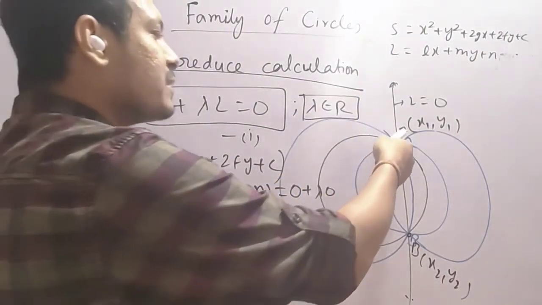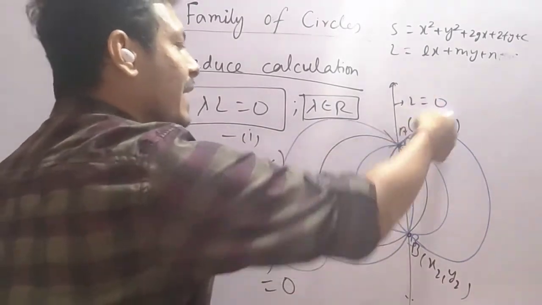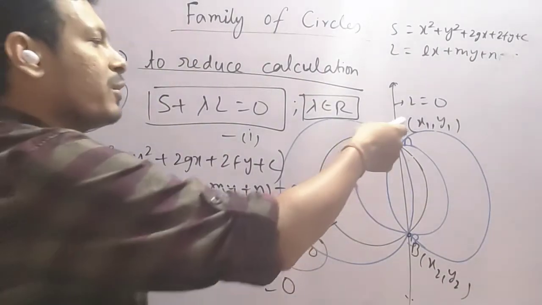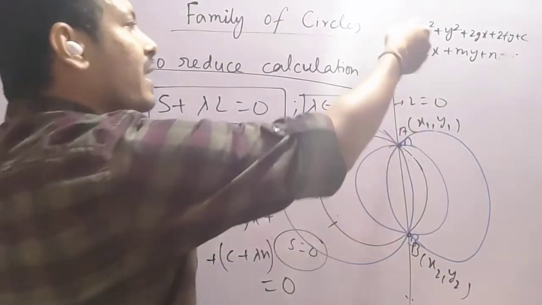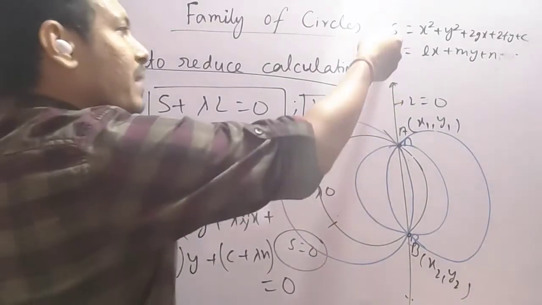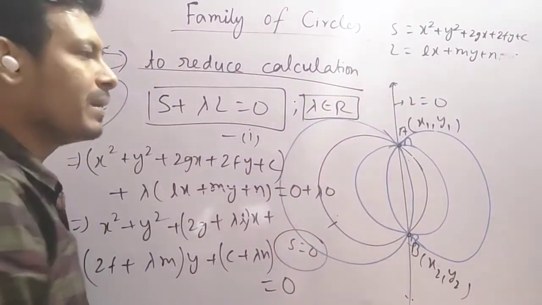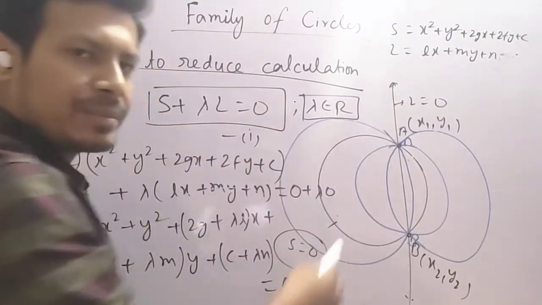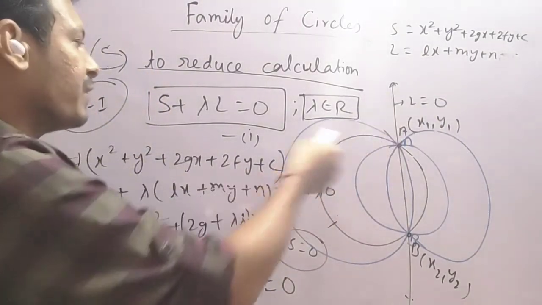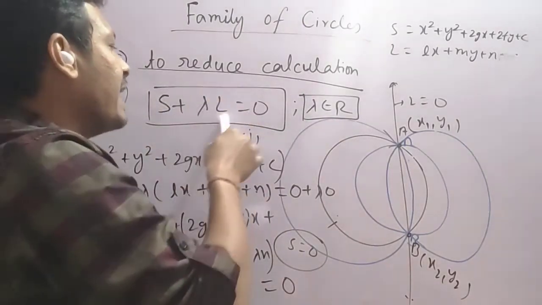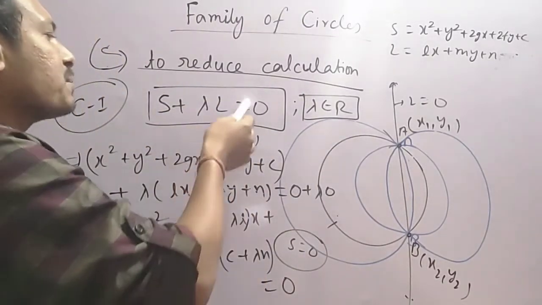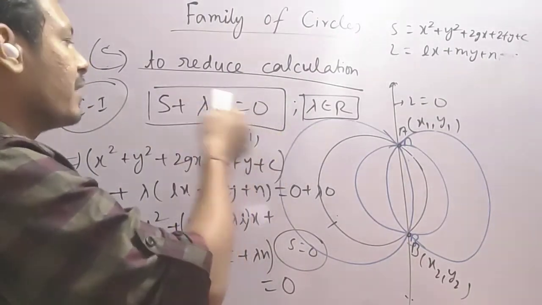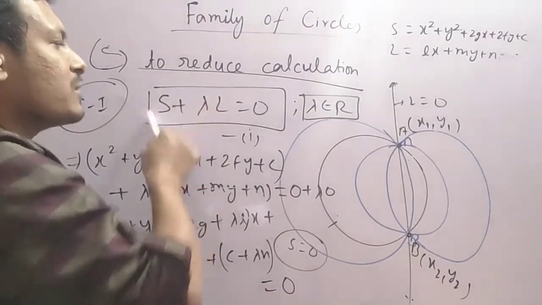As you can see, this point A lies on the line L equals 0 as well as on this circle S equals 0. So when we put the coordinates of A in S and L, both of them individually will become 0 because point A satisfies both the equation of the line as well as the equation of the circle. So irrespective of the value of lambda, this condition will always be satisfied because S is 0, L is 0, so LHS will be equal to RHS.